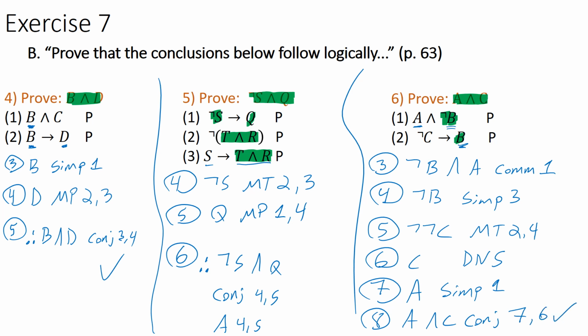What I did a little bit different than the textbook is to apply the commutative rule. The commutative rule just allows us to go from, let's say, P and Q to Q and P. Because in a lot of textbooks, you can only simplify the first sentence of a conjunction.